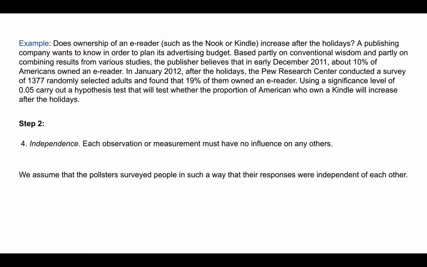So condition 4, independence. We need to check that each observation or measurement must have no influence on any of the others. Now, this is something that we're going to assume is true. We're not told it explicitly, but we're going to assume that the pollsters surveyed people in such a way that their responses were independent of each other. In other words, the individuals who were polled didn't influence each other's decision to buy an e-reader.